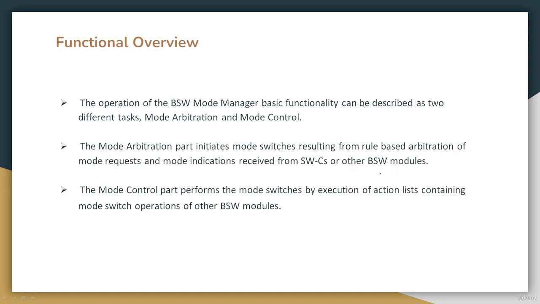So in this mode arbitration, we will receive certain modes based on the rules from different software components and other BSW modules. And in the mode control part, we perform the mode switches by execution of action lists containing mode switch operations of other BSW modules. So in this, we can switch from one mode to another mode. We can call any application function or BSW function. We can also make calls to different modules.